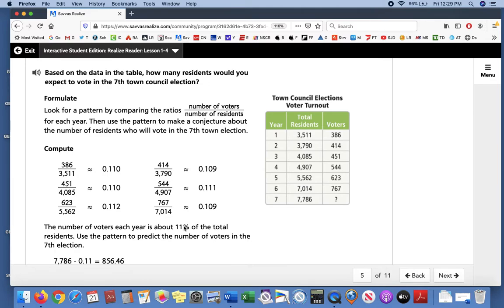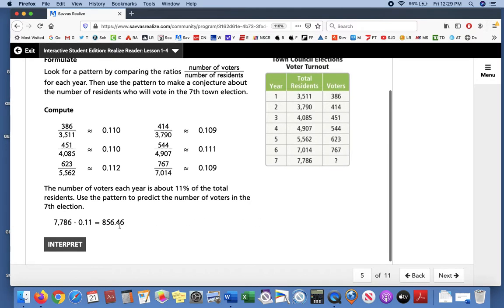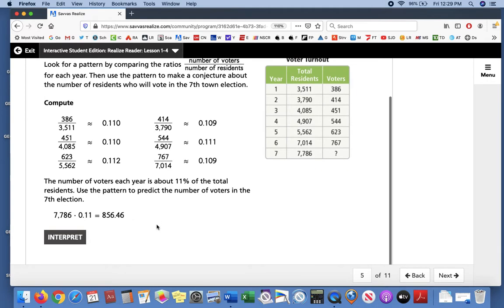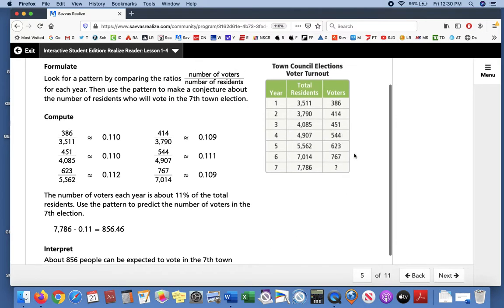So 11%. They use that with the 7,786 people that are in town now for the 7th year, multiply it by the 11%, and it comes out to 856.46. Now, since we're talking about voters, we don't want to say that's the answer because we don't want to cut any voters in half. So we should round it. So they're saying about 856 people can be expected to vote in the 7th Town Council election. Okay? They found a relationship.